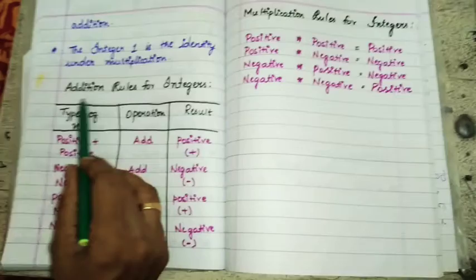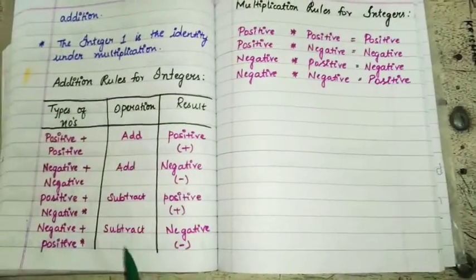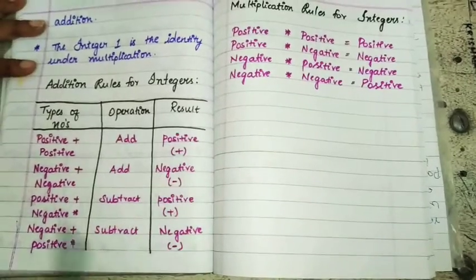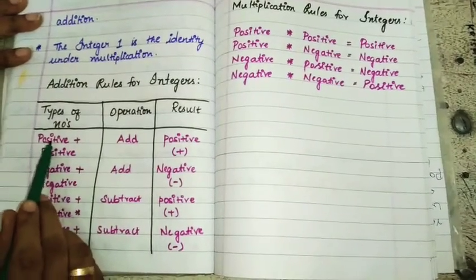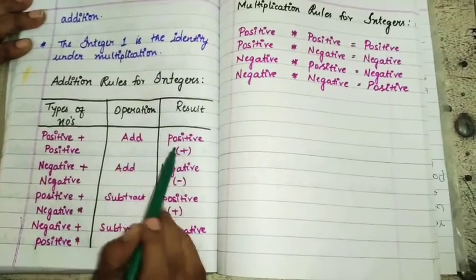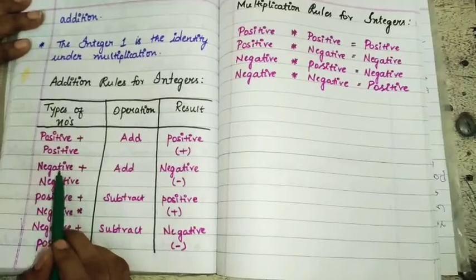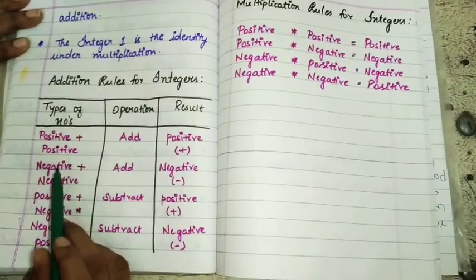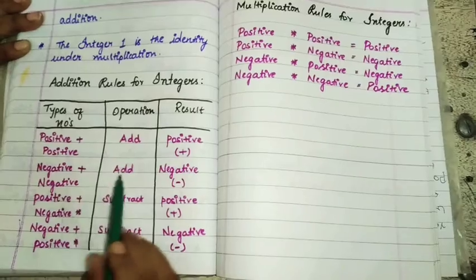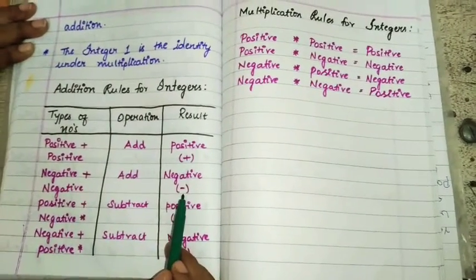Now I have got an addition rule for integers. These are the numbers, this is the operation and this is the result. When I have two positive numbers, that is positive number plus positive number, you have to add and put the positive sign. When I have a negative number and a negative number, I will add and I will put the negative sign.